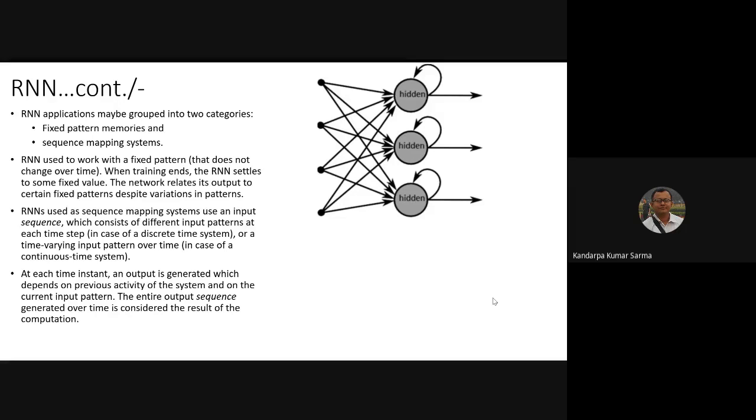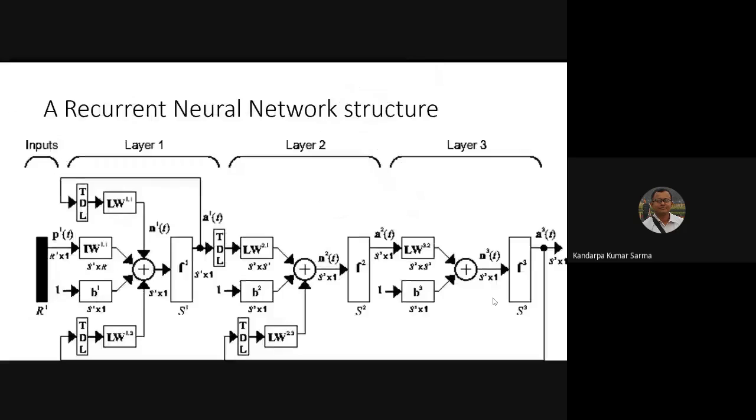So at each time slot, an output is generated, which depends on the previous value of the system and on the current sample fed. The entire output sequence generated in the due course of time, in the complete range of time, is considered to be the result of the combination of the feedback and the forward computation. So there is a complete depiction of a recurrent structure.